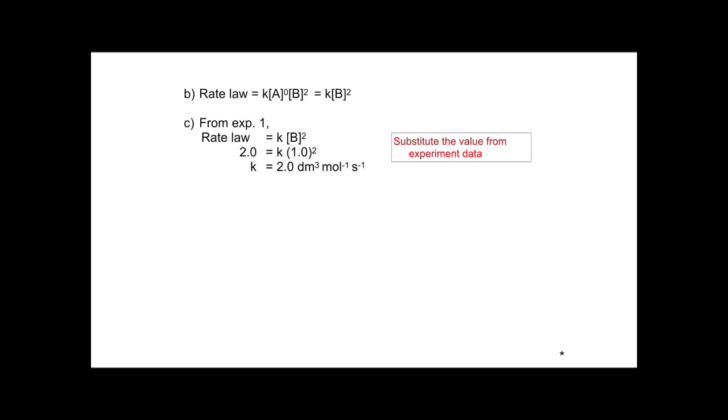So, kalau dia kuasa 0, kita boleh cancel terus. So, jawapan akhir dia akan jadi rate equal to K, concentration B kuasa 2.